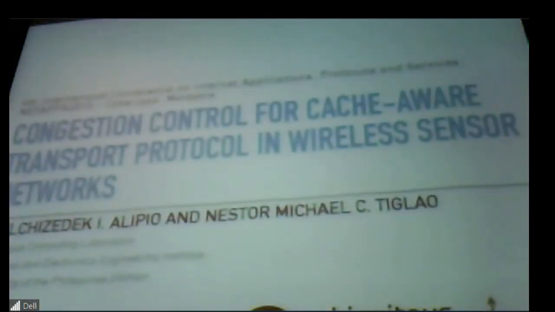So any questions from the audience? Take one or two questions. Yes. Okay. So can you tell us in which typical environment you would use the wireless sensor device for your study?